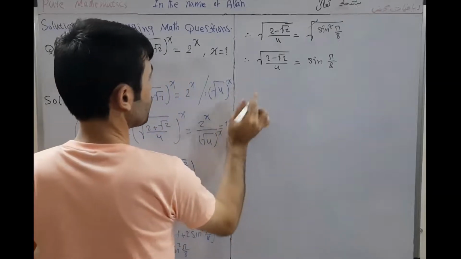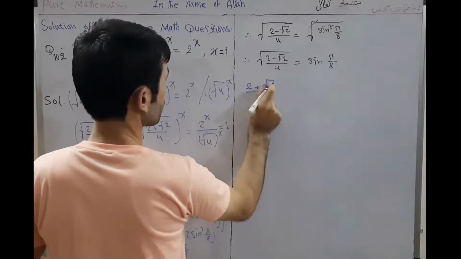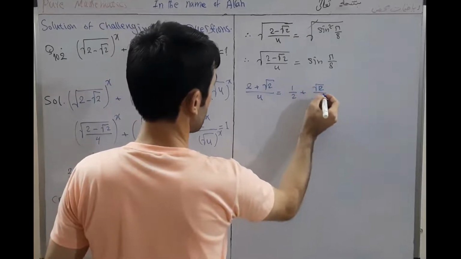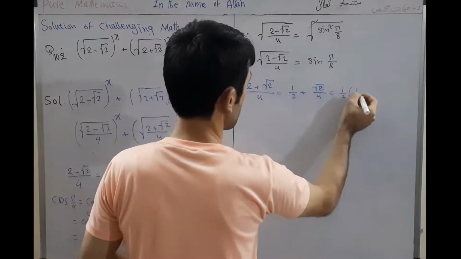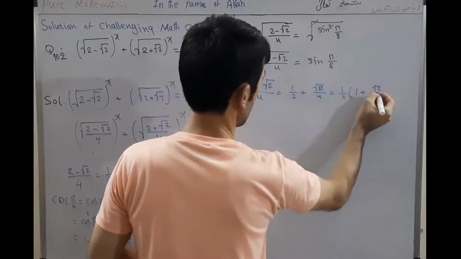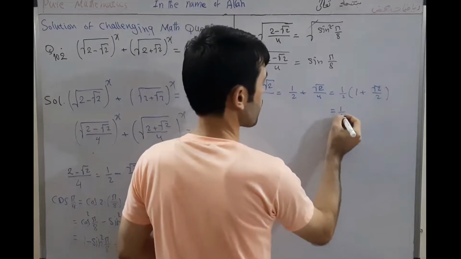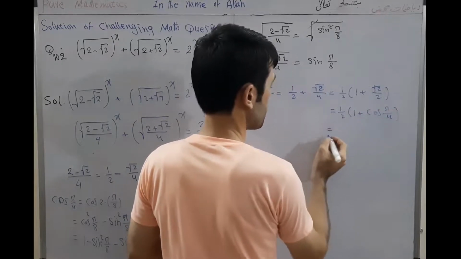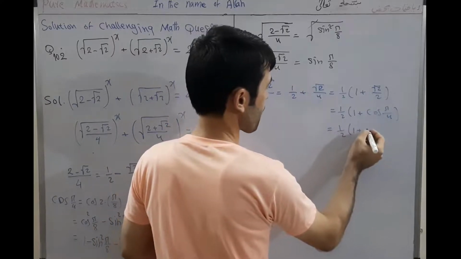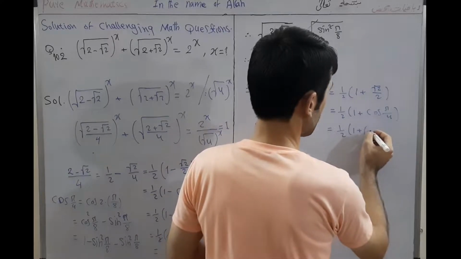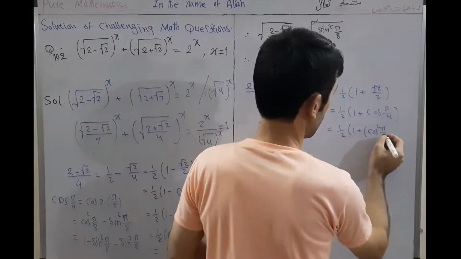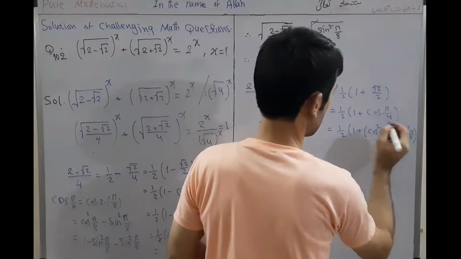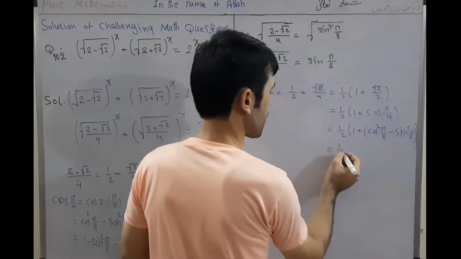(2+√2)/4 is equal to 1/2 plus √2/4, which is equal to 1/2 into (1 + √2/2). It is equal to 1/2 into (1 + cos π/4). Similarly, we can write 1/2 into (1 + cos²(π/8) − sin²(π/8)).